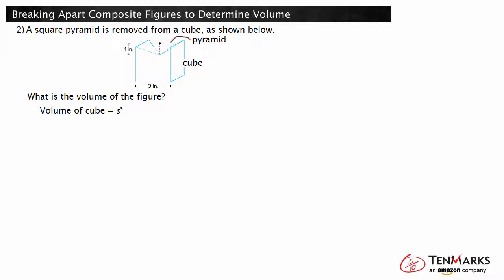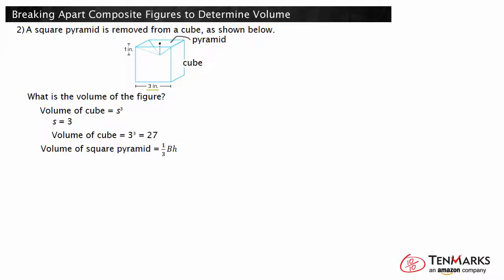The volume of a cube is s cubed, where s is the side length. In the figure, we are given that the side length is 3 inches, so s is 3. Substituting 3 for s in the formula for the volume of a cube gives 3 cubed, or 27. So the volume of the cube is 27 cubic inches. Now let's find the volume of the square pyramid.